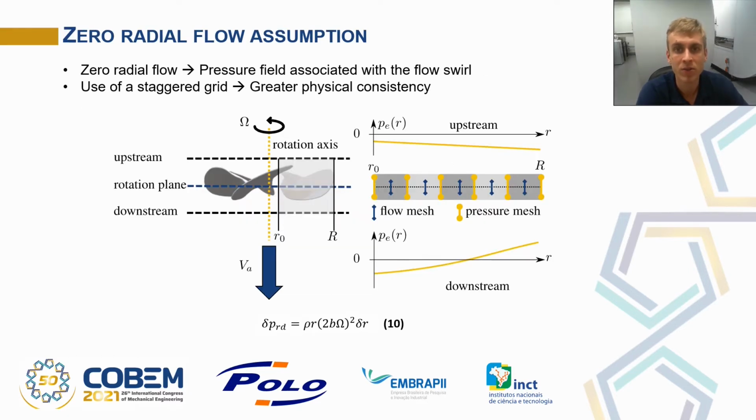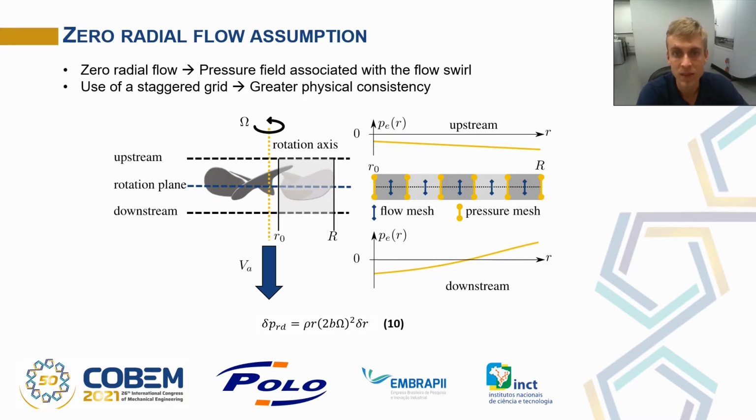The model assumption is that there is no radial flow. In other words, there is no airflow between the elements. This implies a radial pressure field that is associated with the flow through. The difference of static pressure between neighboring elements is given by the equation below the figure and derives from the Navier-Stokes equation for the conservation of momentum in the radial direction in cylindrical coordinates.